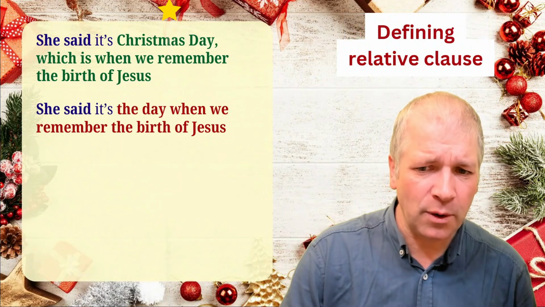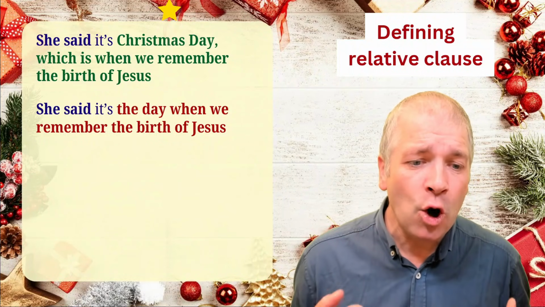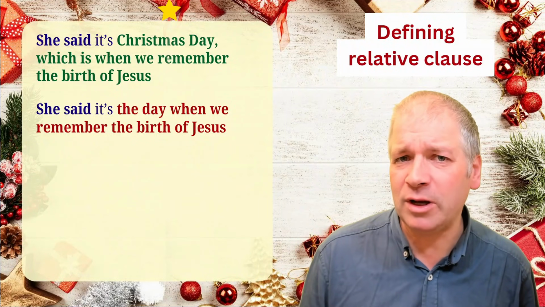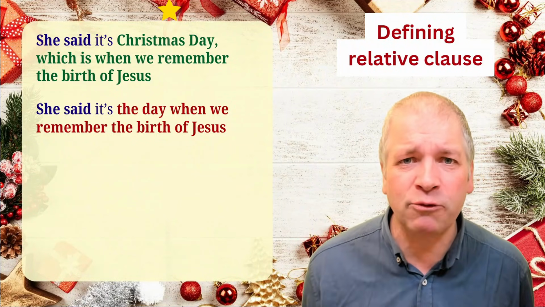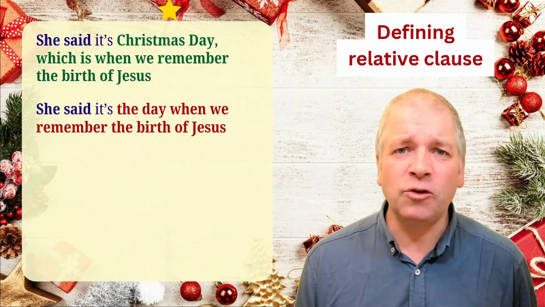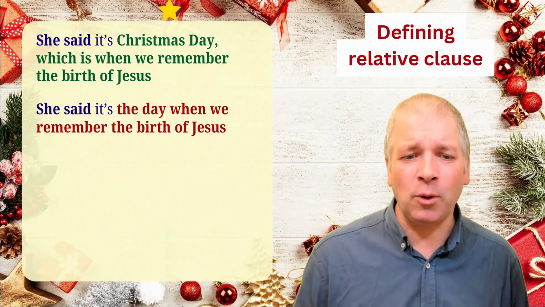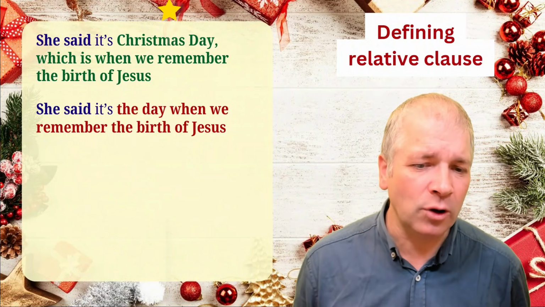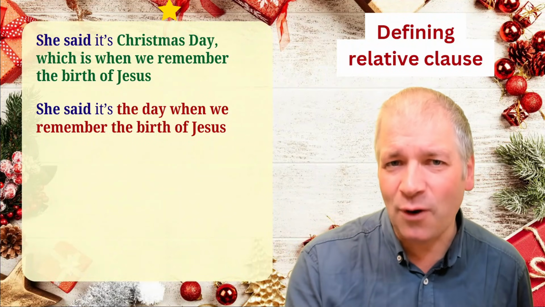This is just telling us more information about Christmas Day. Compare it with this, though, a defining relative clause. She said it's the day when we remember the birth of Jesus. When we remember the birth of Jesus is defining because we don't know which day without the extra information. It could have been a day in the summer. It could have been New Year's Day. It could have been any day in the year at all, but we know it's Christmas Day because of the extra information, when we remember the birth of Jesus. And this extra information is now defining.